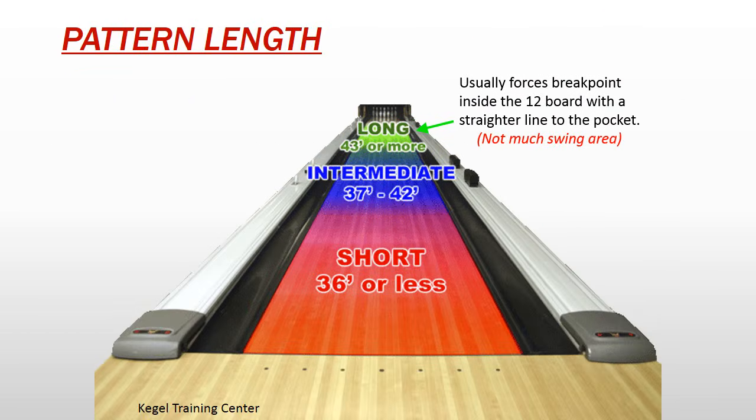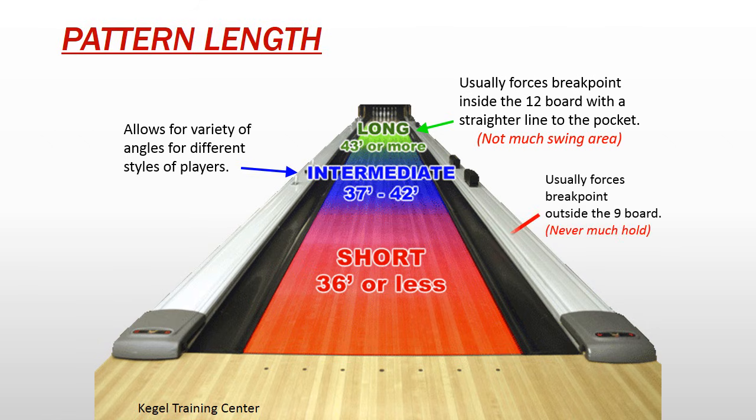A long pattern is considered more than 42 feet. It usually forces the breakpoint inside the 12 board. The intermediate pattern allows most players to attack the pins in a variety of angles. Players have a better chance to score from the outside of the 9 board for shorter patterns.